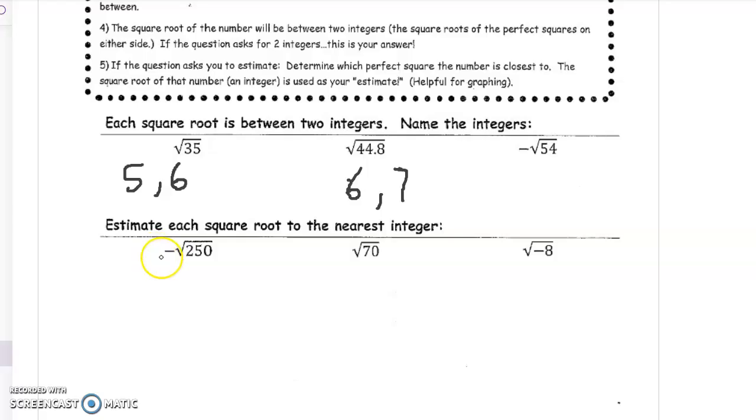So if we think about them, excuse me, let me catch myself. 15 squared is going to be 225. 16 squared is going to be 256. So we know 256 is closer to 250, so we know this is going to be 16. 16 is the closest square root to the integer. However, we want the negative of the square root. So this is actually going to be negative 16 as the closest integer.